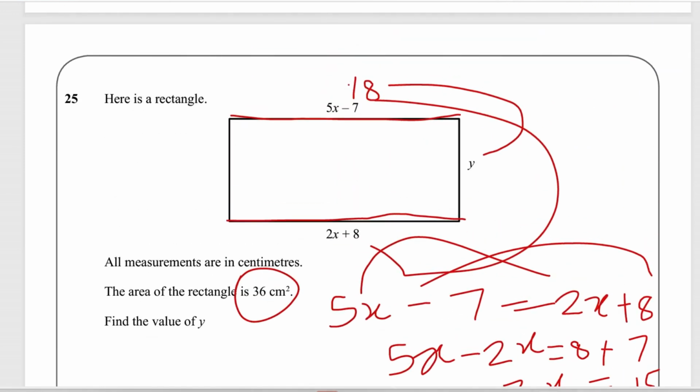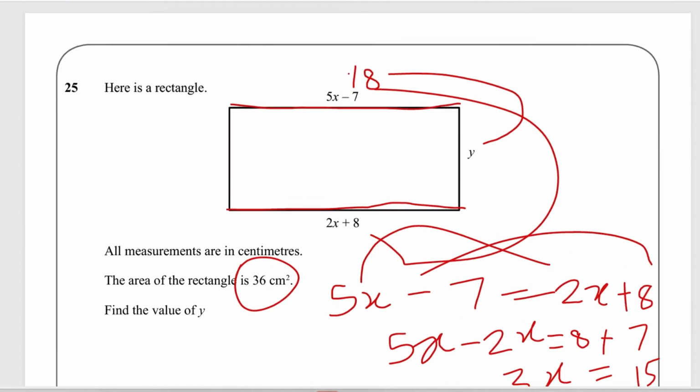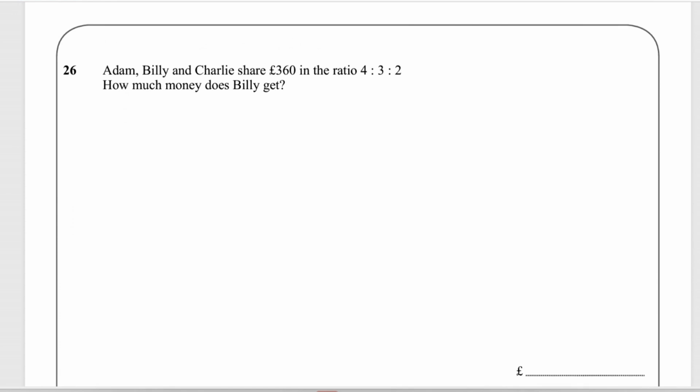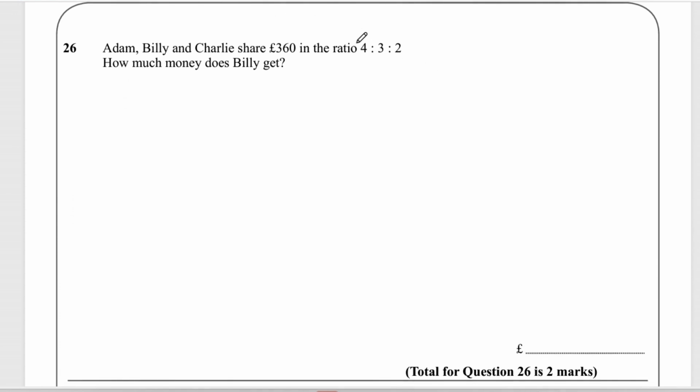So you have 2 right there. Okay, we proceed to the next one. Adam, Billy, and Charlie shared 360 in the ratio 4:3:2. How much money does Billy get? So to get how much money Billy gets, you need to get for one part. And how do you get for one part?